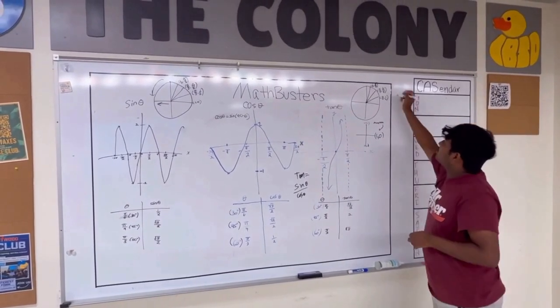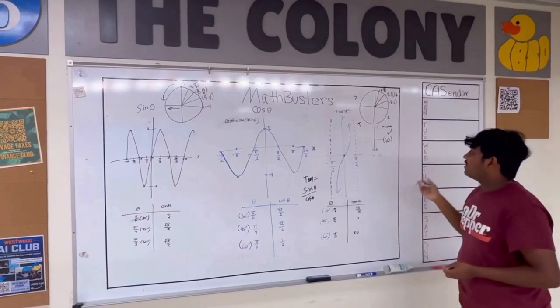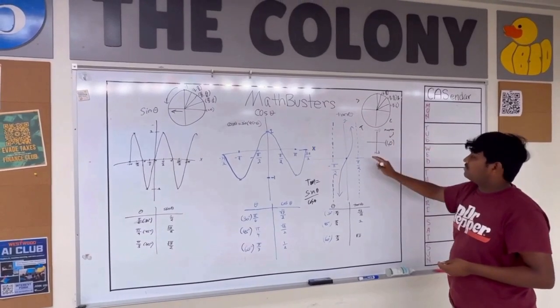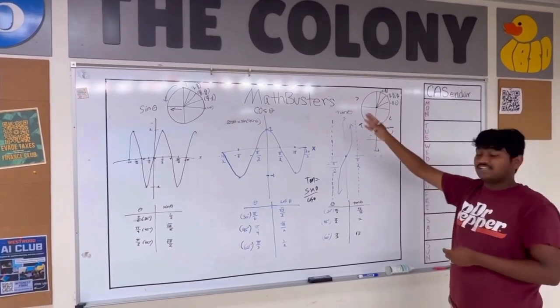Right here, you can look at this mnemonic. We have All Students Take Calculus. So whenever we have a value within the first or third quadrant, that's going to give us a positive value, while a value in the second or fourth quadrant is going to give us a negative value, because either sine or cosine is going to be negative.